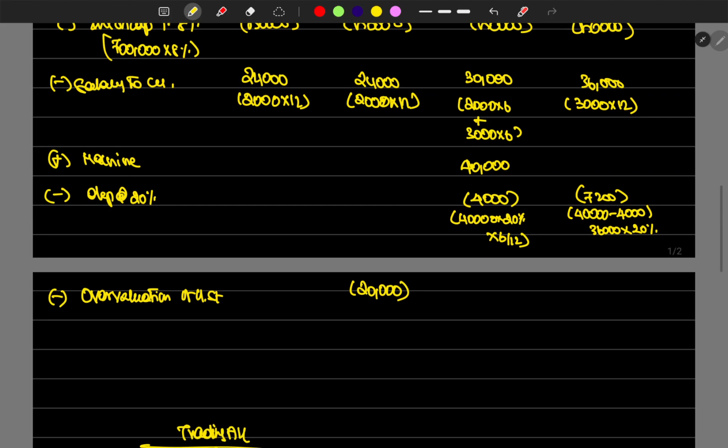Then if it is overvalued at the closing stock, it would be overvalued in the opening stock also, right? So it would have reduced our profit during 2018-19. So we have to increase that.